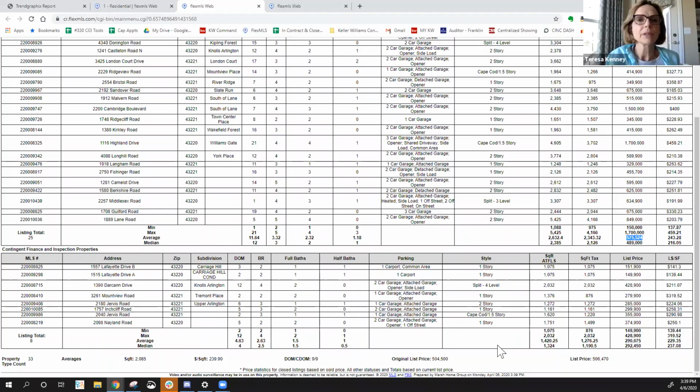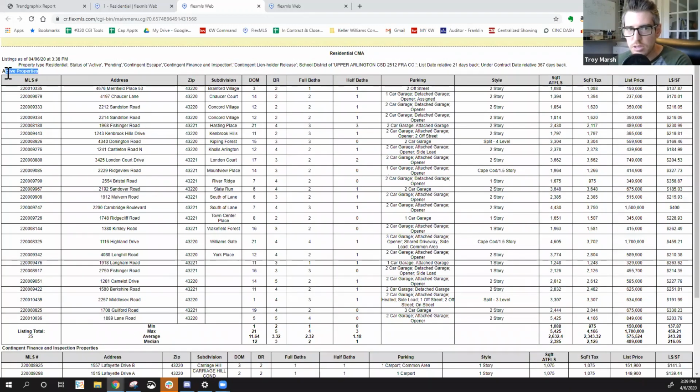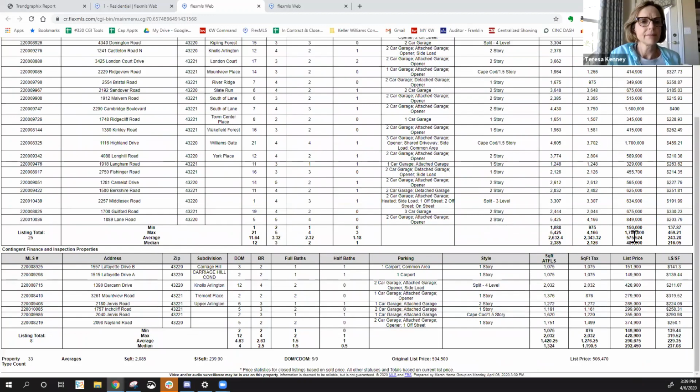Hold on now. Where did you get that from? Right here. So these above here are all the active properties. Yes. And so their average price point has been $575. And then the in contract properties are an average price point of $290. Okay, got it. And that's been consistent in all school districts.